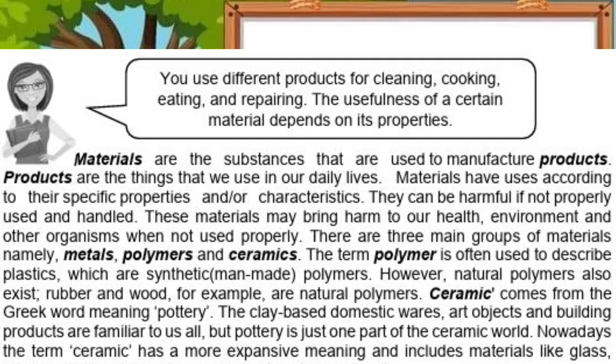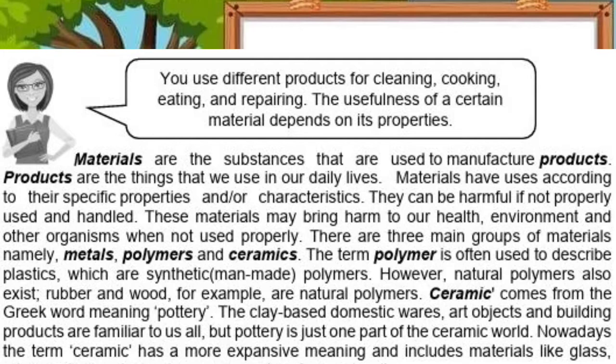So meaning to say, before the product becomes available to the consumer, to us who will use it, the manufacturers first use materials to build those products. For example, toothpaste. Before it becomes toothpaste, they first use different materials. So, products are the things that we use in our daily lives. That is correct. Materials have uses according to their specific properties or characteristics.